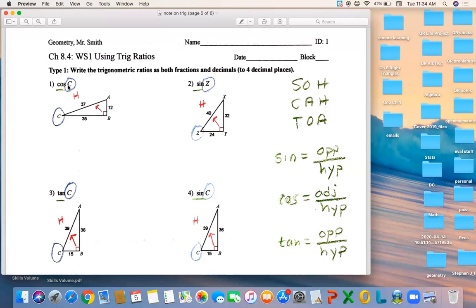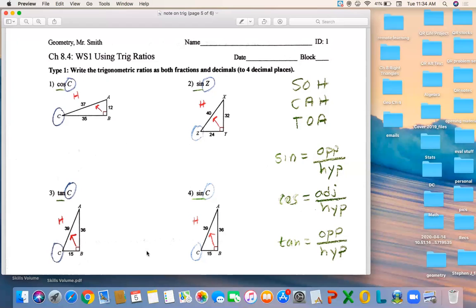So for number one, what I've done in each of these four is I've identified which angle we're working with. It's C, Z, C, and C. So I've gone to my picture and circled those angles. That will help me to identify opposite and adjacent sides.